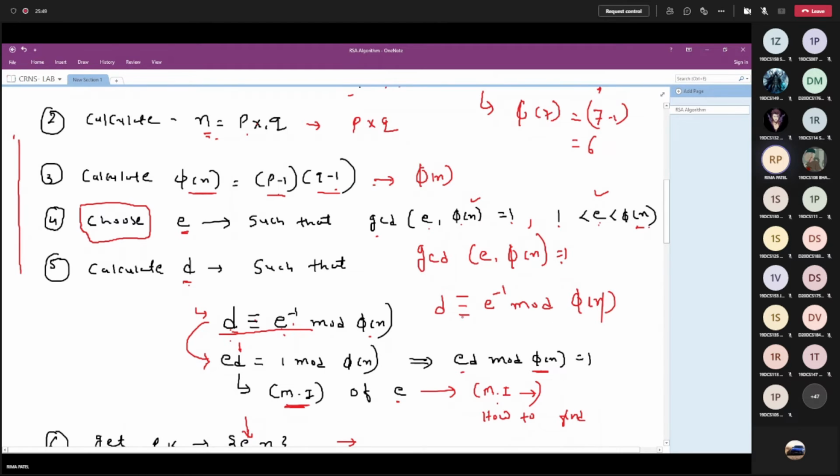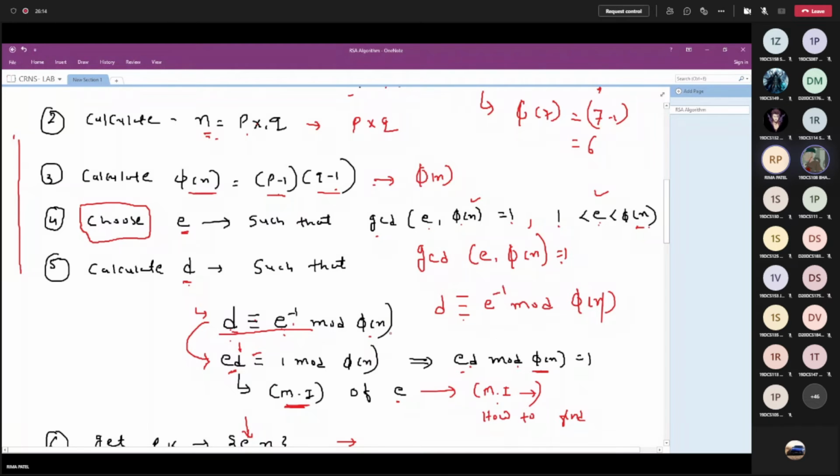Okay, now you can see over here it is congruence. Now can I write like this? 1 upon E, so here can I write like this? ED congruence 1 mod phi N. Yes, ma'am. Right. Okay. Then can I write ED mod phi N equal to 1? We just did the same thing in multiplicative inverse, we checked the same, right?